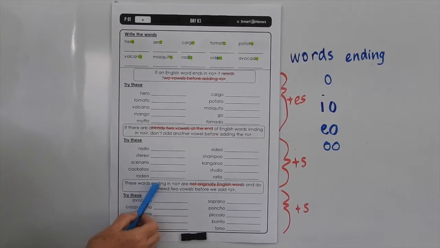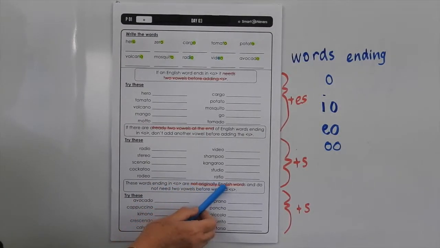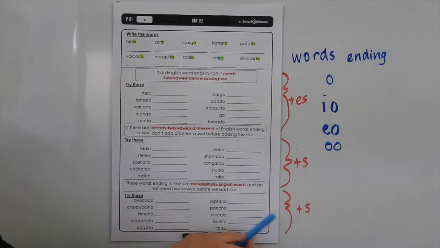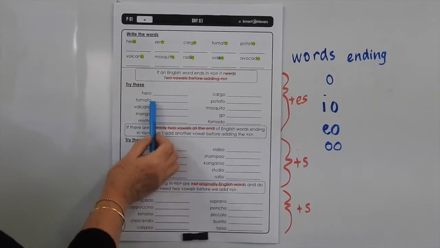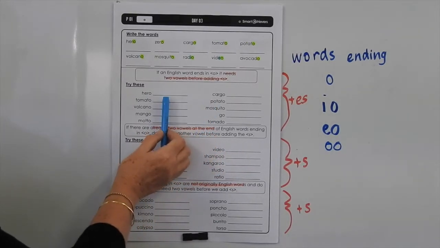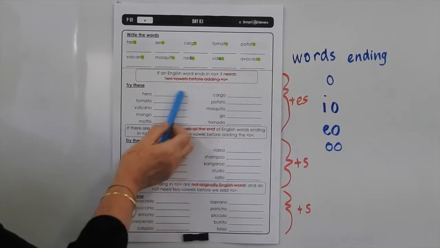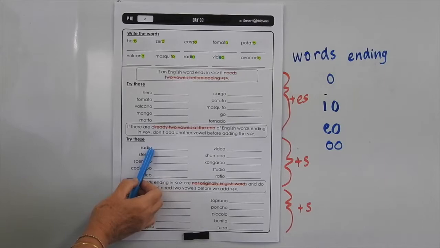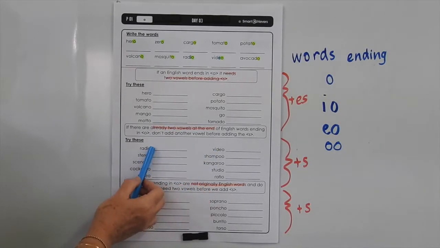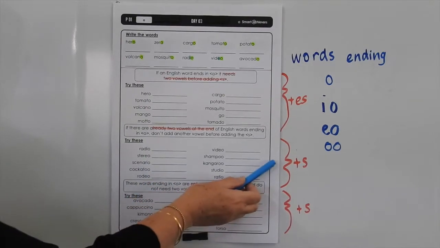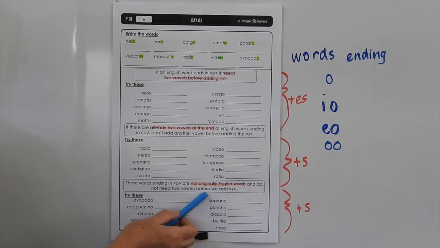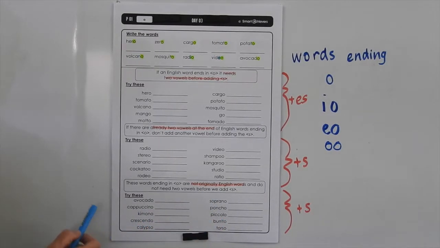Then down here, these words ending in O are not originally English words and do not need 2 vowels before we add the S. The English rule does not apply to these words, so you're only adding the S to these 2. So while you're doing this page, see if you can remember which are the words that we do add ES to that are English words. Remember that if we have 2 vowels after the consonant and we're adding an S and we have the word ending with an O, you only add the S. And then try to remember these words that are not English words, because that will become quite handy for you to remember in the future.